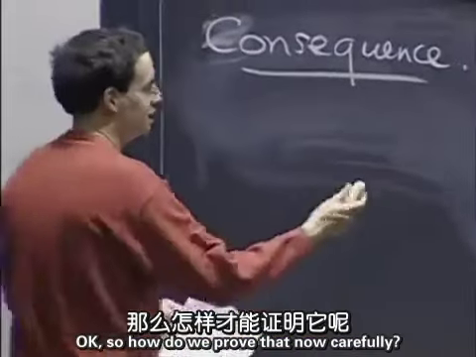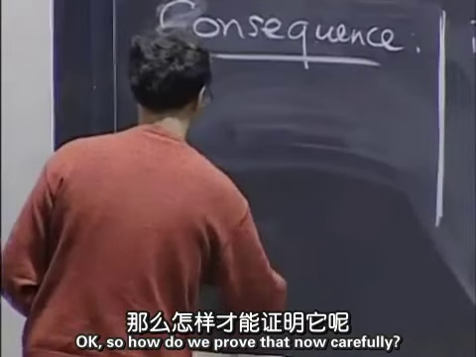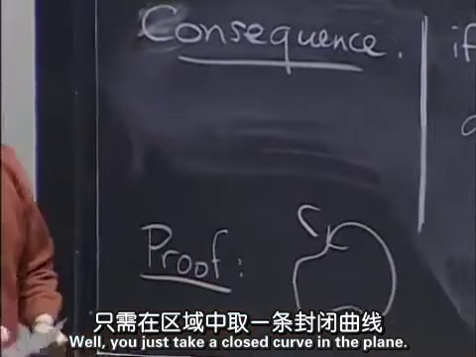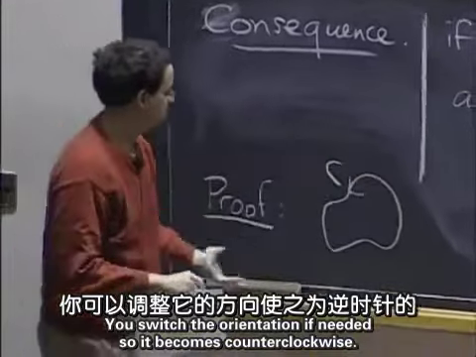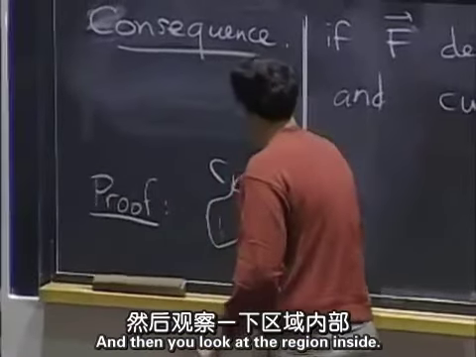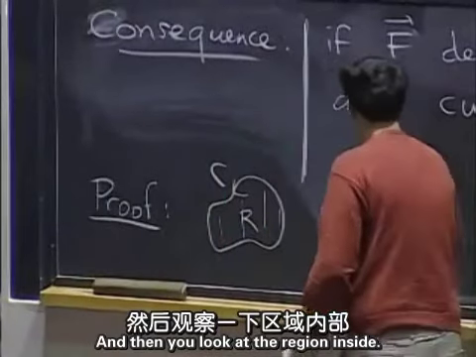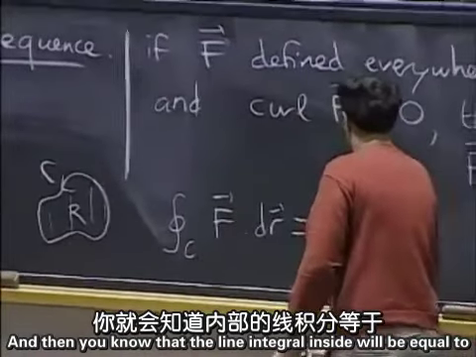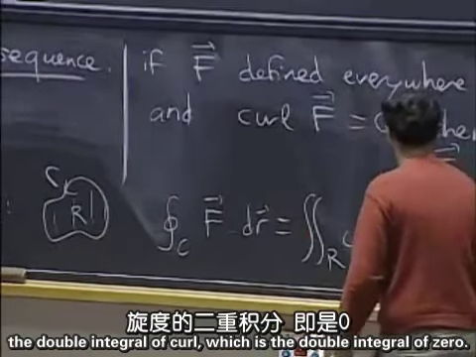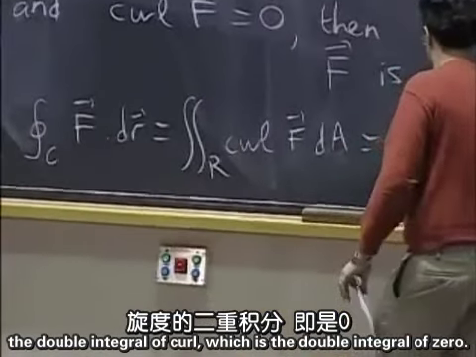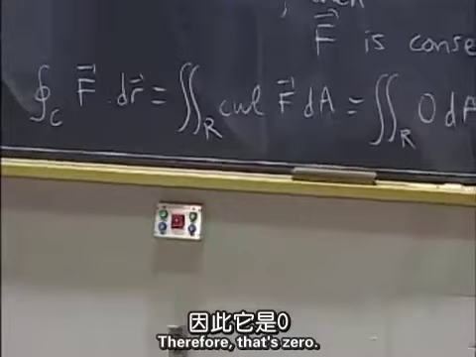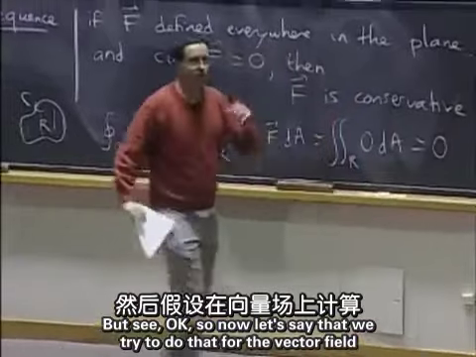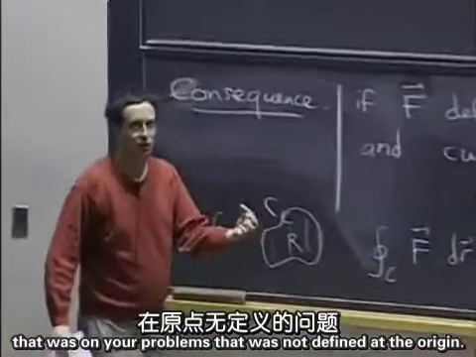Okay, so how do we prove that now carefully? Well, you just take a closed curve in the plane, you switch the orientation if needed so that it becomes counterclockwise, and then you look at the region inside, and then you know that the line integral will be equal to the double integral of curl, which is the double integral of 0. Therefore, that's 0. But see, okay, so now let's say that we try to do that for the vector field that was on your problem set, that was not defined at the origin.